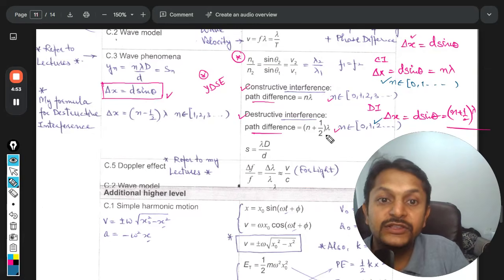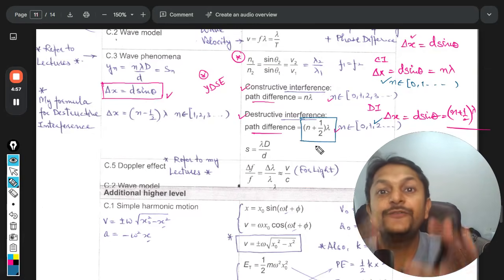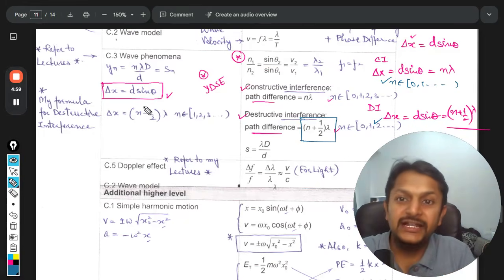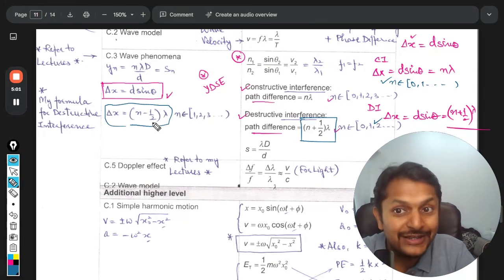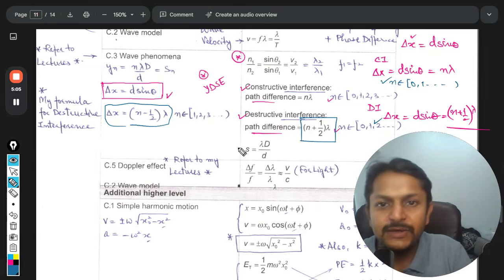But be very careful. This is the formula given in the data booklet. Of course, the students are interested in the formula which is given in the data booklet instead of what I have written. So let me explain what is there in this and what is the discrepancy.